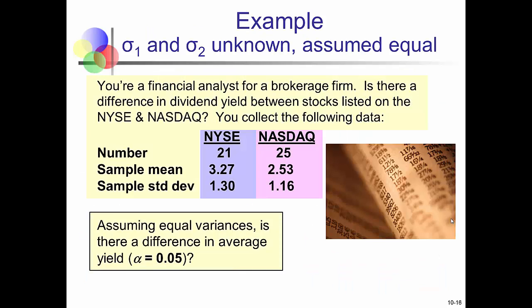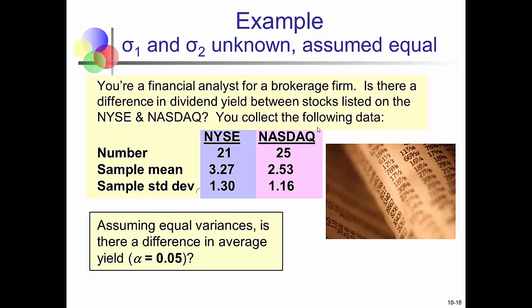So let's look at an example of this. We don't know the true population standard deviations in this case, but we're assuming that those two things are equal. Based on our sample information, that seems to be a reasonable assumption. So let's suppose you're a financial analyst for a brokerage firm. You want to know if there's a difference in the dividend yield between stocks listed on the New York Stock Exchange and the NASDAQ. Remember, the dividend is the money that you get in a quarterly check or an annual check from a stock that really is just a share of the profits.